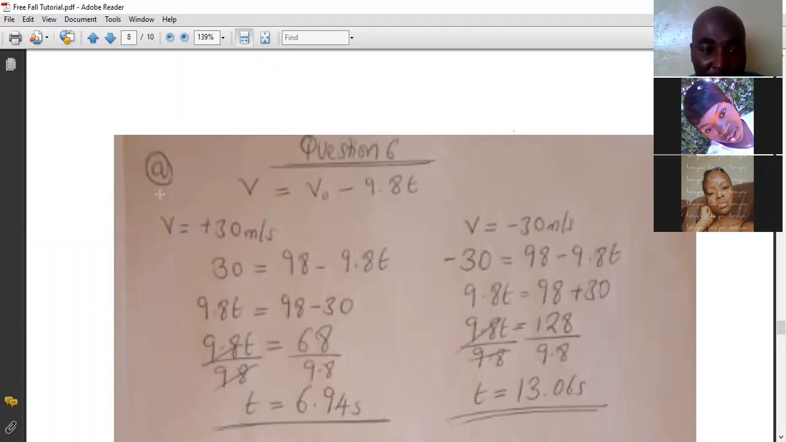One when the velocity is plus 30 and one when it's negative 30. The speed is the same. It's just 30 meters per second. But velocity is a vector, and vectors have directions. Velocity will either be negative or positive.